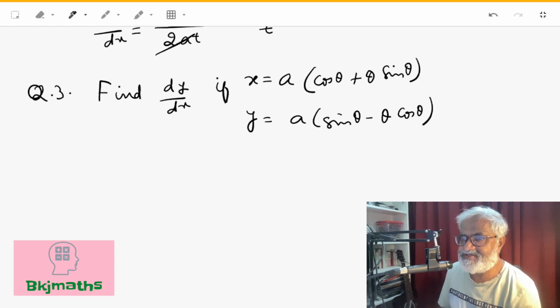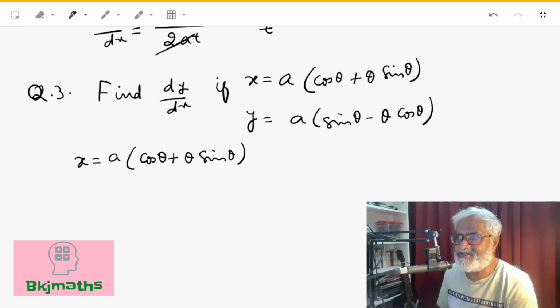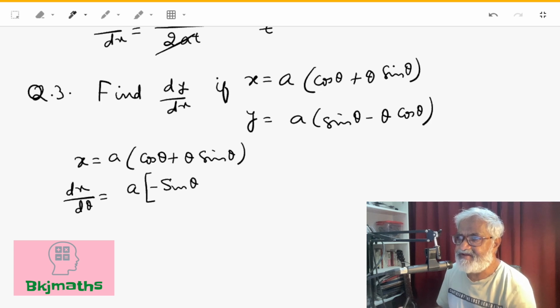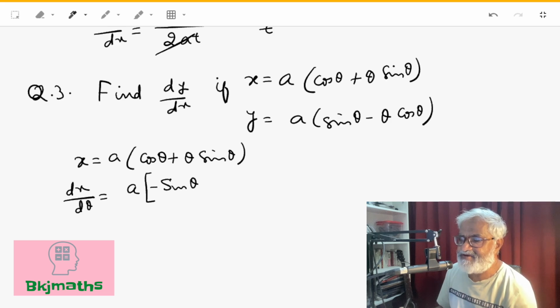So x equals a into bracket cos theta plus theta sin theta. Differentiate both the sides with respect to theta. So dx by d theta equals a is the constant, the multiplication keep as it is. Now differentiation of cos theta is minus sin theta. Now here theta and sin theta, so the product rule is applicable here. So apply the product rule.